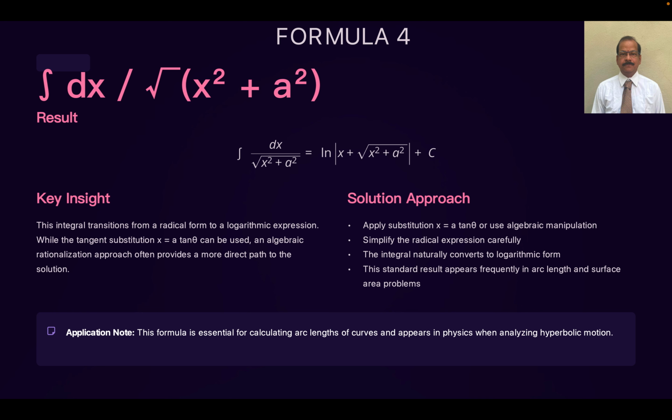Okay, what is the key insight? This integral transitions from a radical form to a logarithmic expression, while the tangent substitution x equal to a tan theta can be used. An algebraic rationalization approach often provides a more direct path to the solution. Now, the solution approach: apply the substitution x equal to a tan theta or use algebraic manipulation. One of them we can adopt. Simplify the radical expression carefully. The integral naturally converts to a logarithmic form.